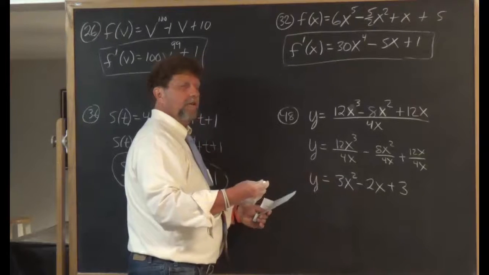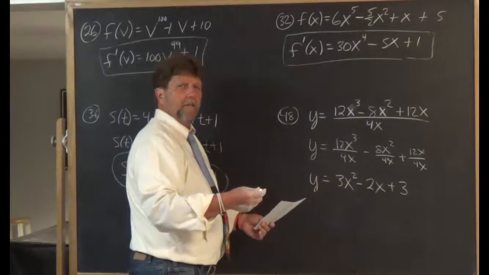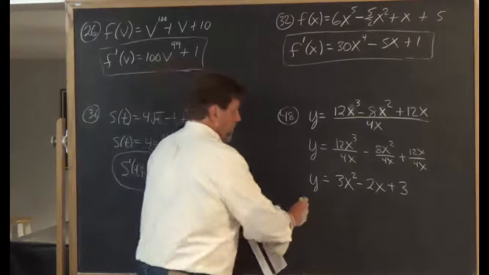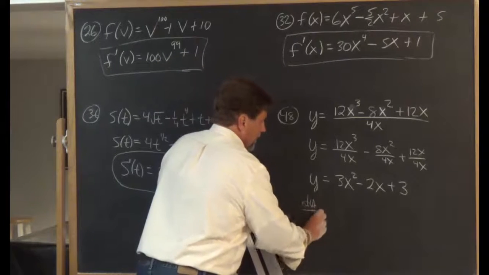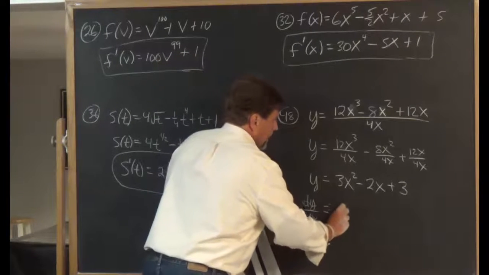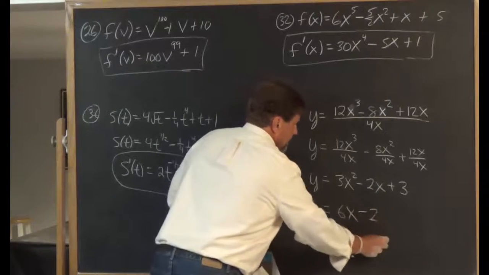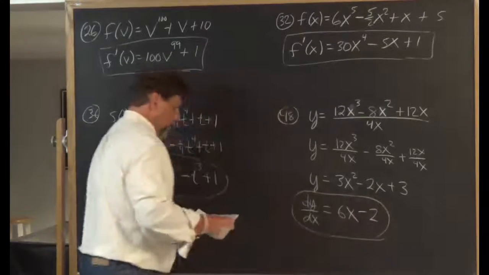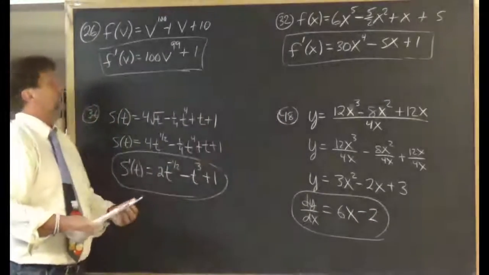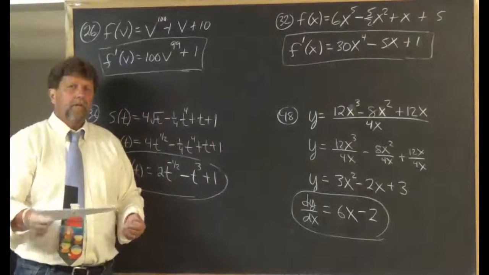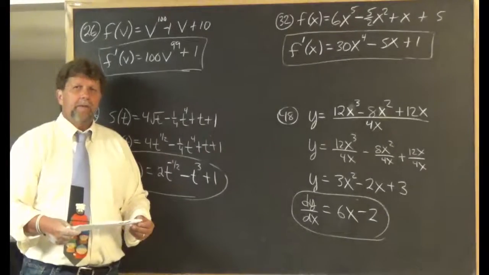I don't know, what would you call the derivative? Y prime or dy dx? I don't know. I'm going to call it dy dx. And I get 6x minus 2. So hopefully you got those 4. We're going to head back to the slides and see what's coming up.